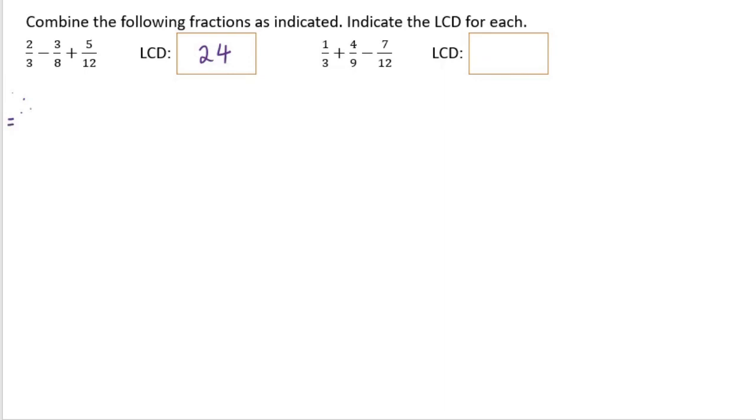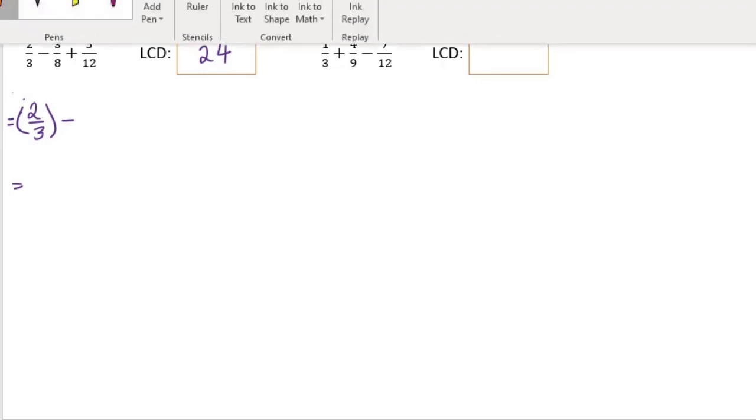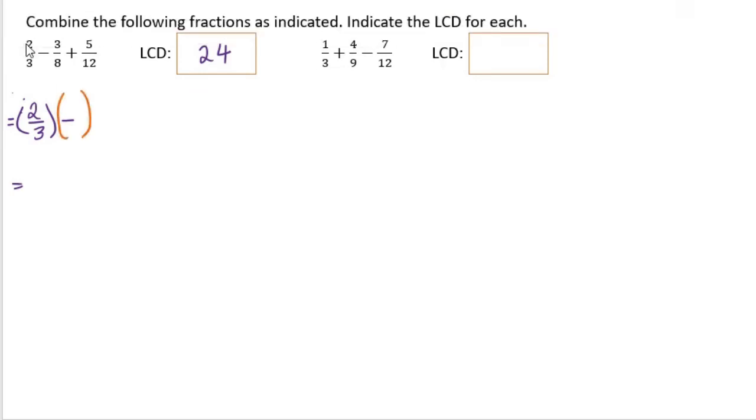So one way we can do this is to write an intermediate step. It's a little bit formal. And maybe you're skipping right to the answer, and that's absolutely fine. My question here is, how do I take 2/3 and turn it into a fraction that has a denominator of 24? So what I want is a new fraction with a denominator of 24, currently have a denominator of 3. How do I turn a 3 into a 24? I multiply it by 8.